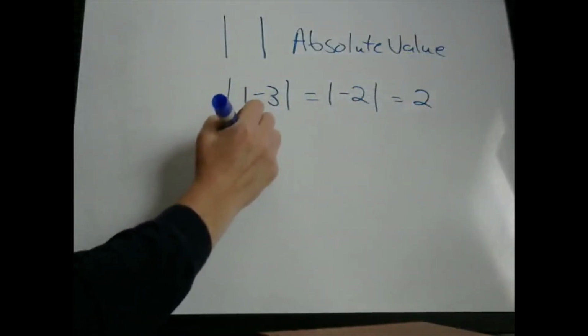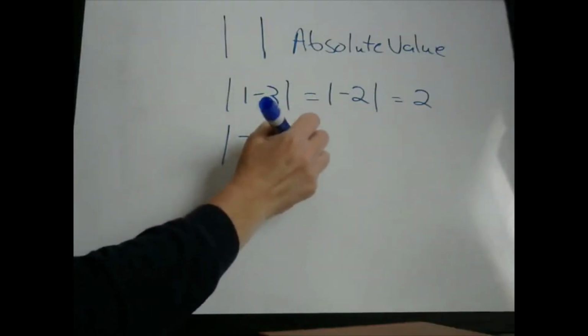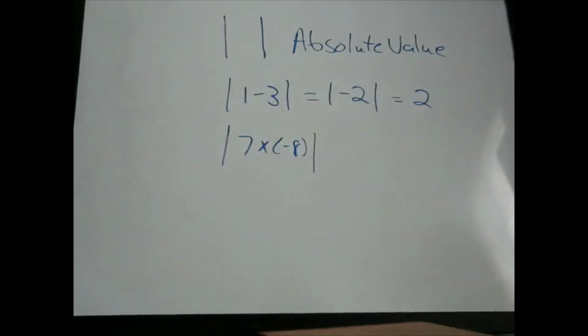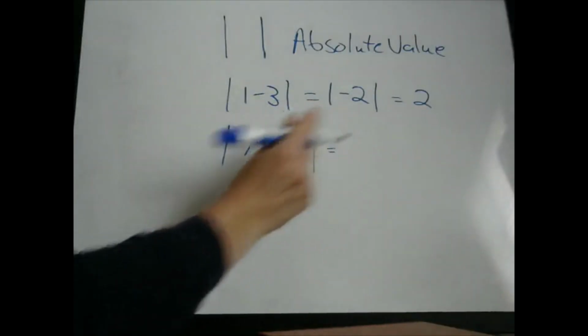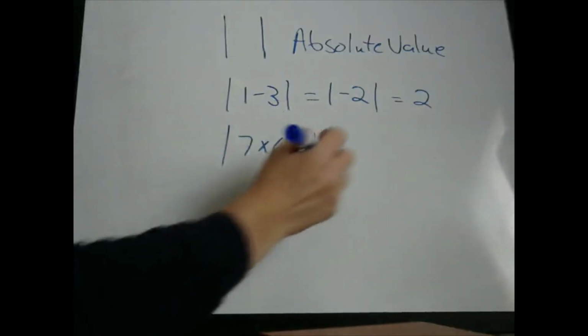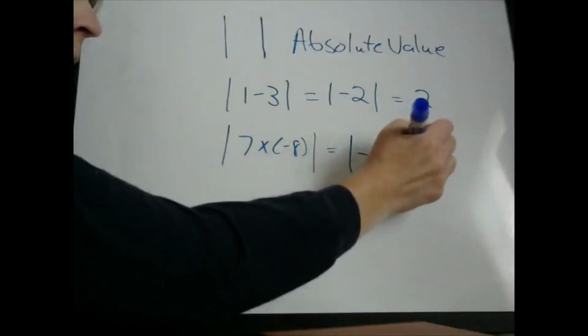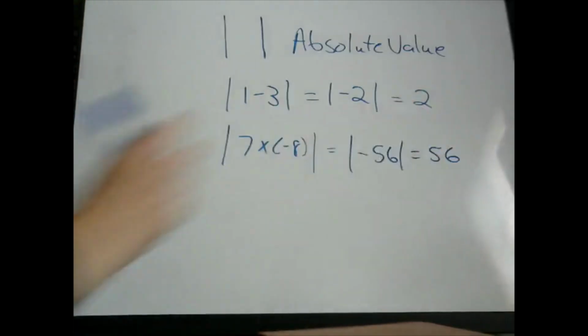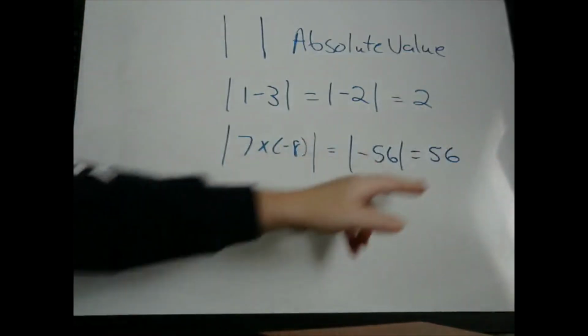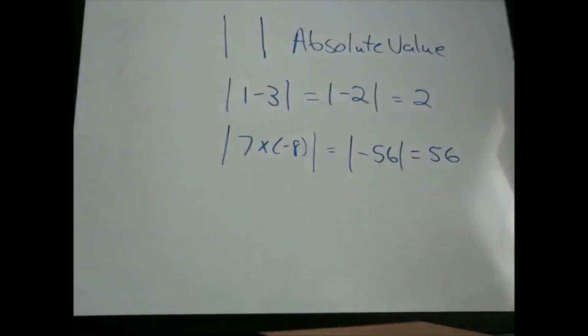Similarly, if we do 7 times -8 and take the absolute value of that, again, just do the arithmetic between the two lines. So we have the absolute value of -56, which is just +56. So all you do is take the negative off, and that's what absolute value is. Your answer for an absolute value problem will always be a positive answer. That's the definition of it.